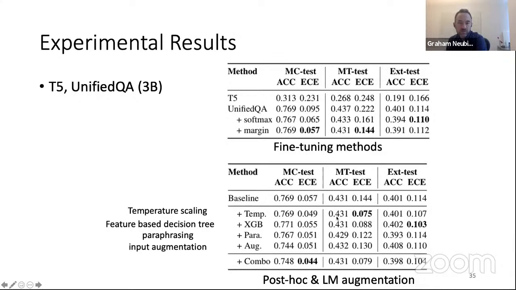So basically what we can see is that we can take a model that was trained for QA and even just adjust its probability estimates and be quite a bit more confident about whether the answers it's outputting are actually correct or not.